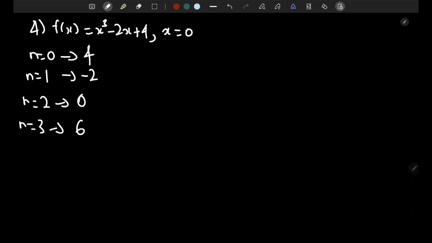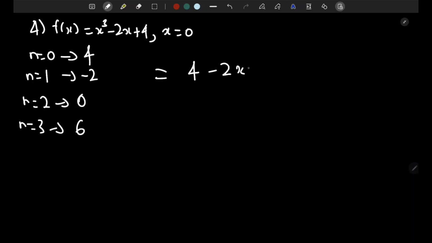And let's now write the formula. I'm going to simplify very quickly. It's going to be 4 over n factorial, which is 0 factorial, which is 1, multiplied by x to the power of 0, which is just 4. So I'm going to leave it as that. Next is negative 2 over 1 factorial multiplied by x to the power of 1, which simplifies to minus 2x.